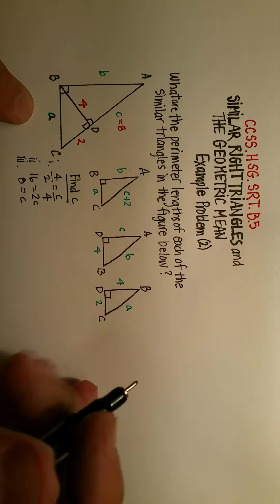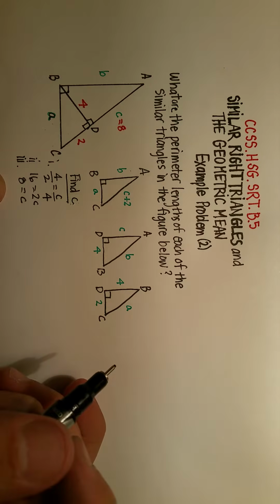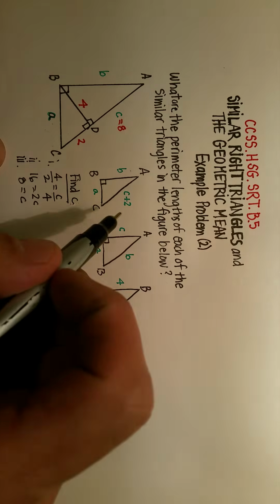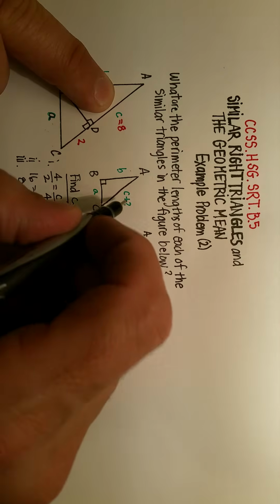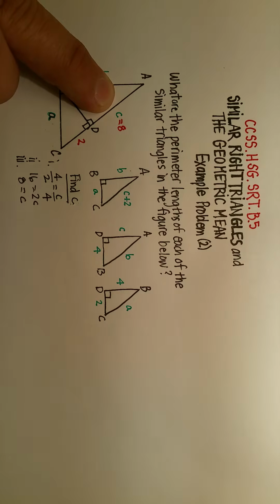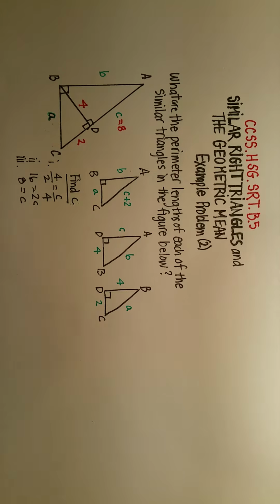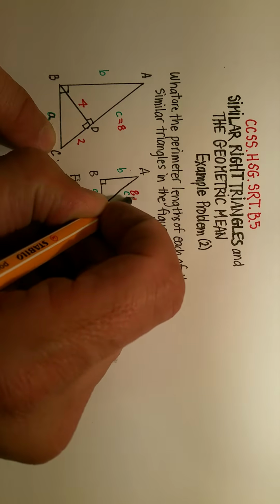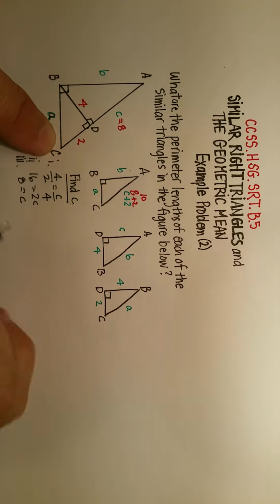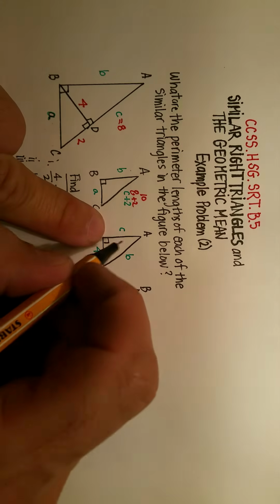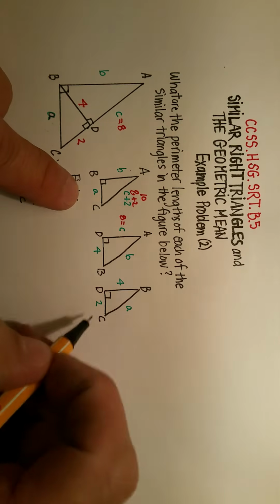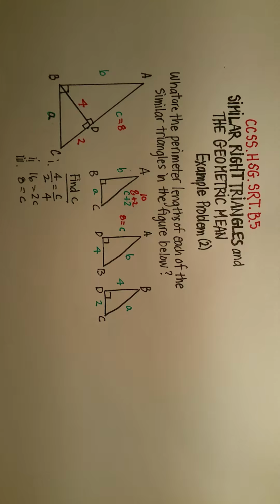Good, now that I've got C, let's see what else we can find. It looks like now that I know that C is 8, I can make this equal to 10. 8 plus 2 is equal to 10. We know that this C is 8. And it looks like we've got everything else taken care of here, okay?